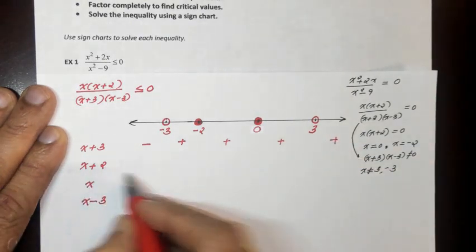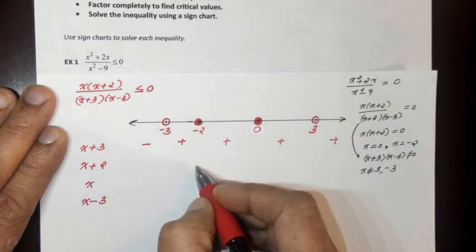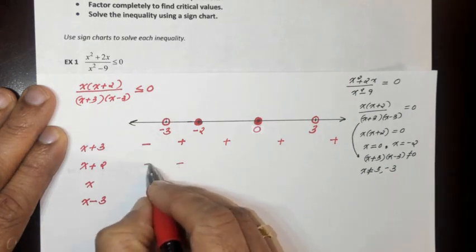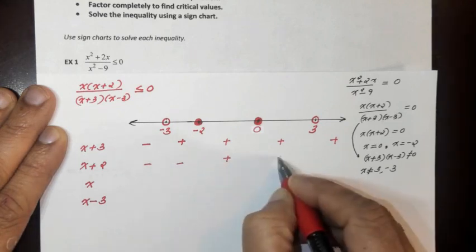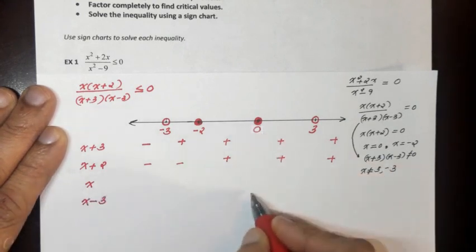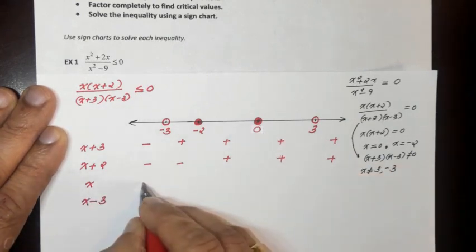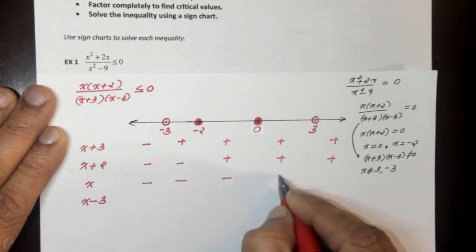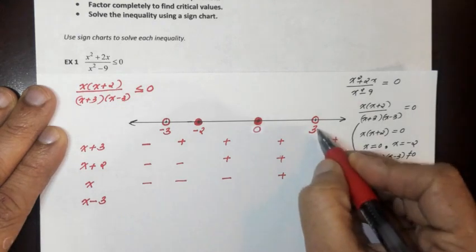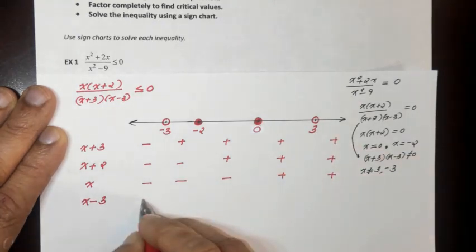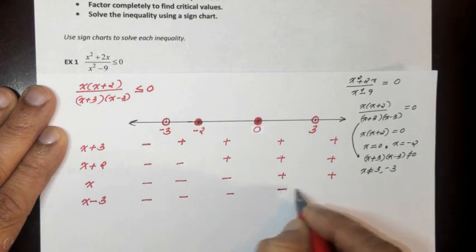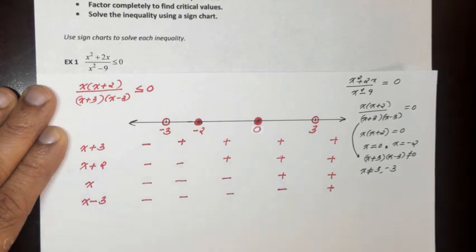When you talk about x plus 2, we are considering x equal to negative 2. To the left of negative 2, everything is negative, and to the right, all of them are going to be positive. x means x equal to 0. To the left of 0, everything is negative, and to the right, everything is positive. x minus 3 gives you x equal to 3. To the left of 3, everything is negative, and to the right is positive.